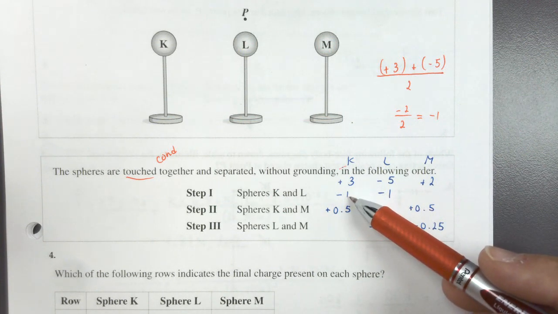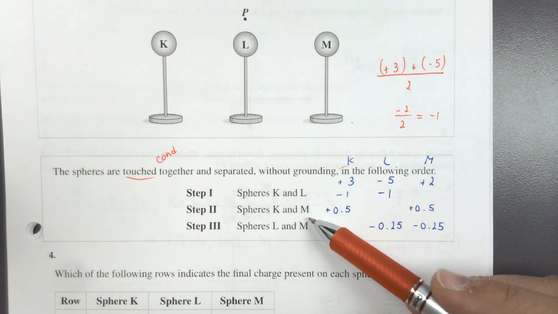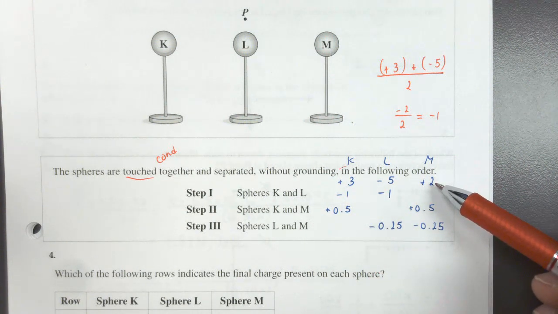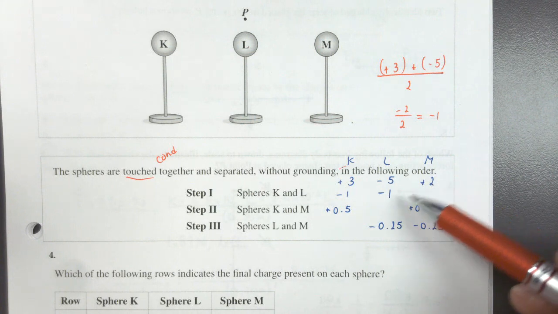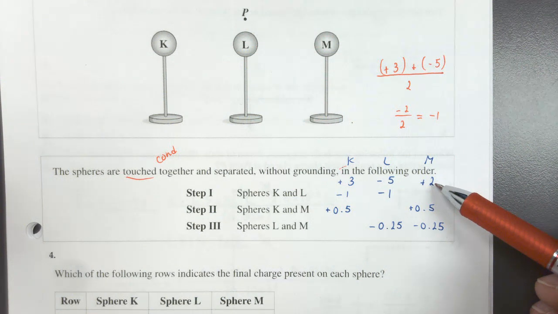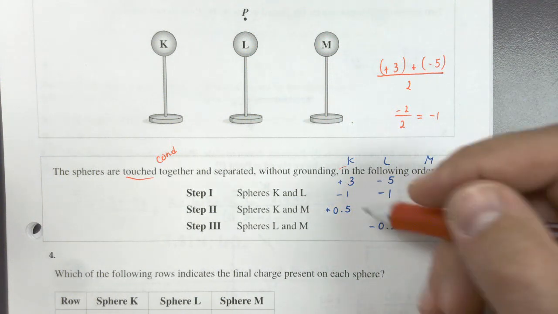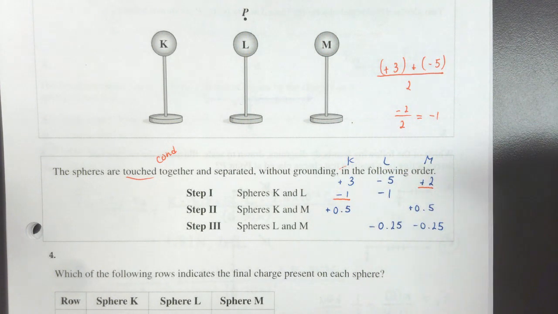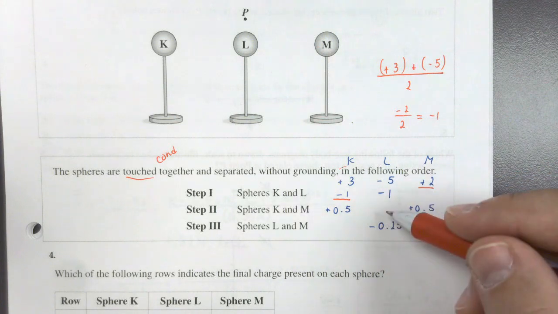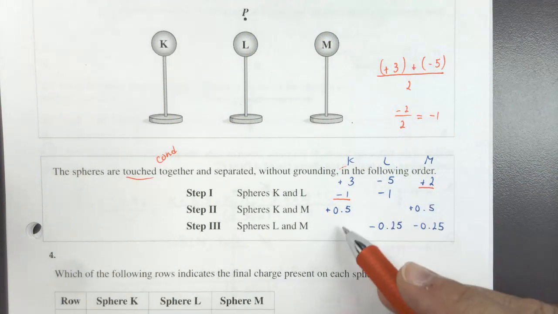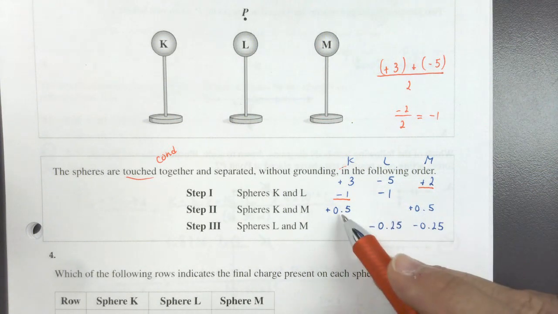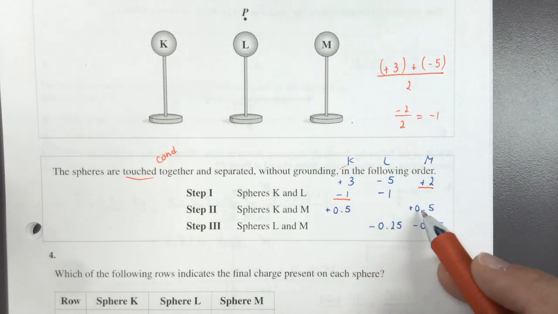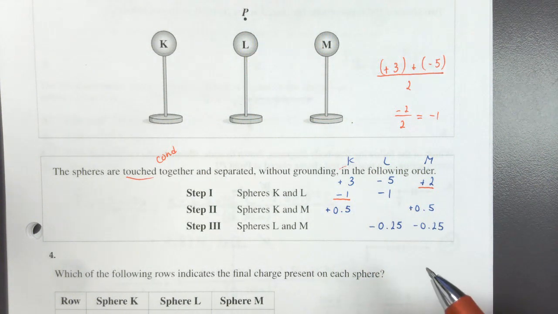Now, K has a charge of -1. It's going to touch M, which has a charge of +2 still. Excuse me, sorry, K has a charge of -1. M has a charge of +2. Those two are going to touch. The midpoint between those is +0.5. So now those two spheres will have the same charge. It'll be +0.5.